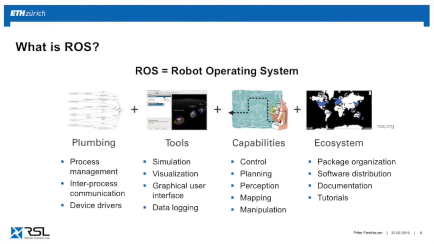For this course, we'll mainly work with the plumbing and the tools in the ecosystem. The capabilities are the things you're going to dive into more deeply in a semester work or other work where you go towards the algorithms. We provide you here the basics for ROS, which are the tools for inter-process communication.